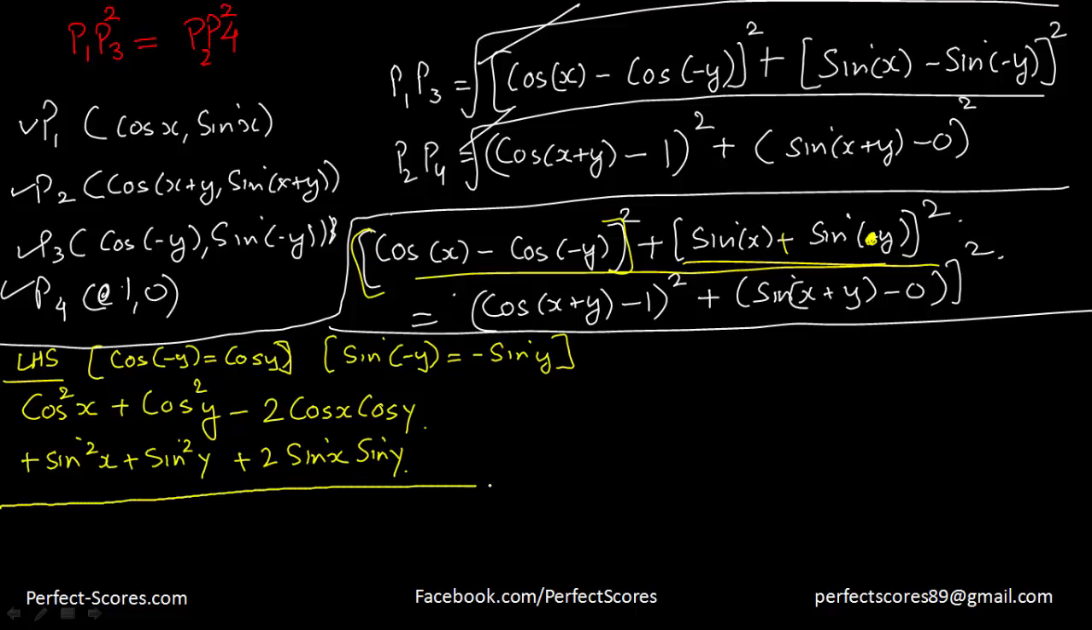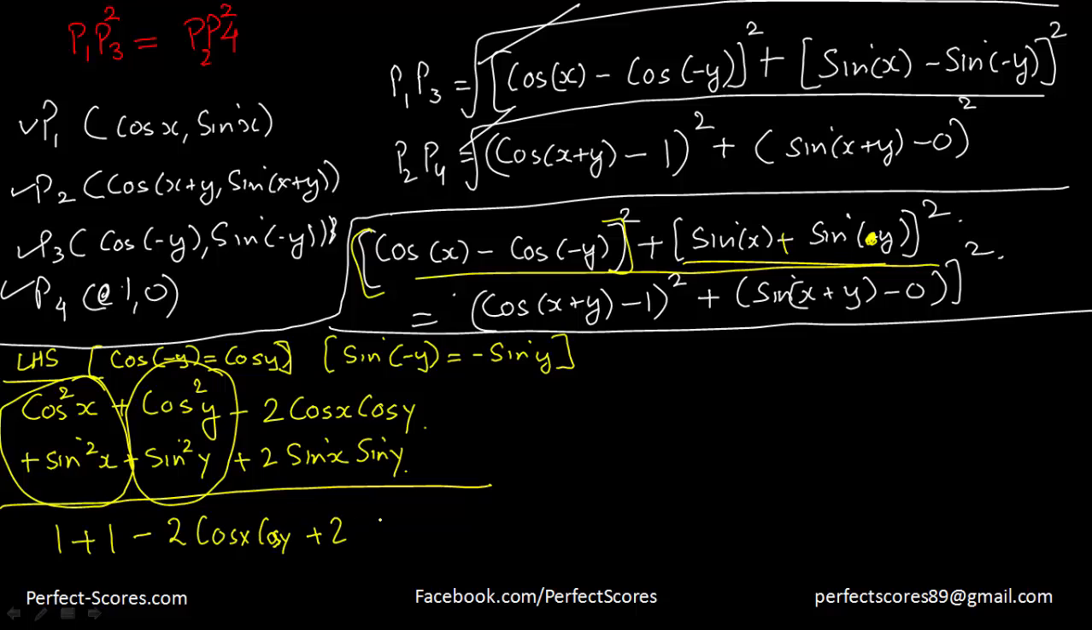Now if I add all the things up, we know that sine square x plus cos square x is equal to 1. We know that sine square y plus cos square y is equal to 1. Minus 2 times cos x cos y plus 2 times sine x and sine y. Right? So this is what we have as the left hand side. Now let's see the right hand side.